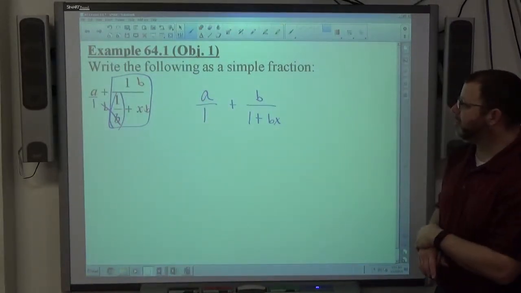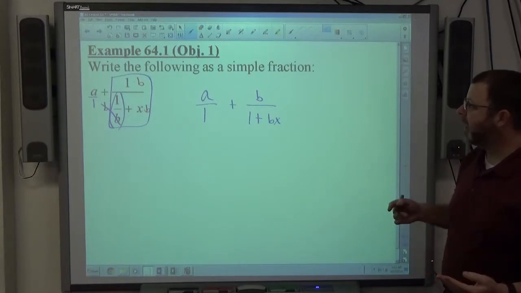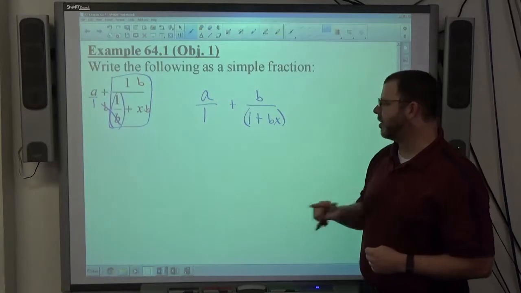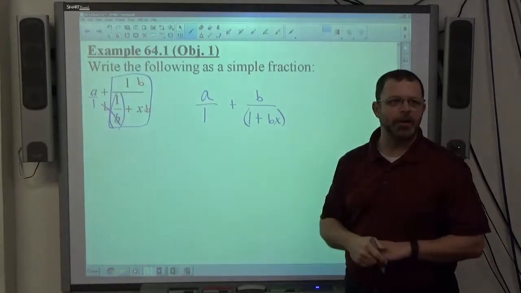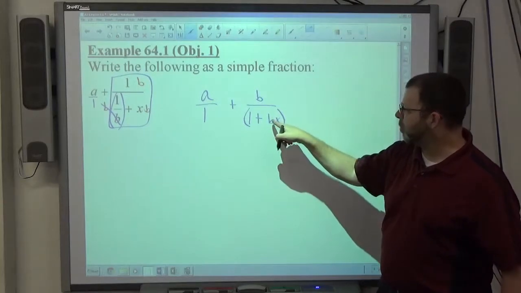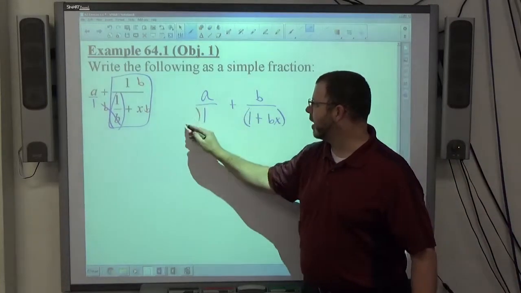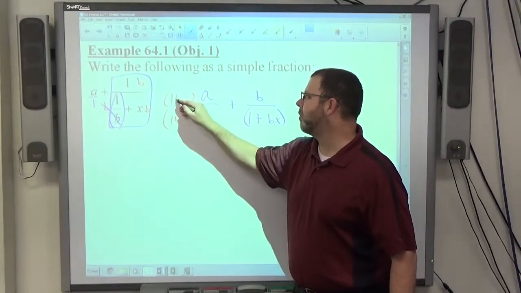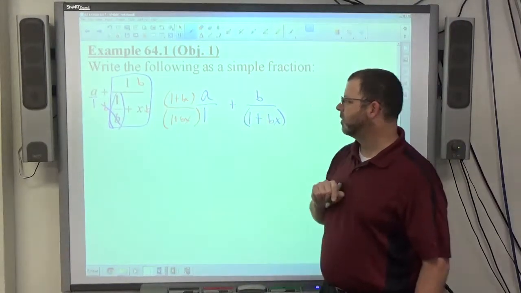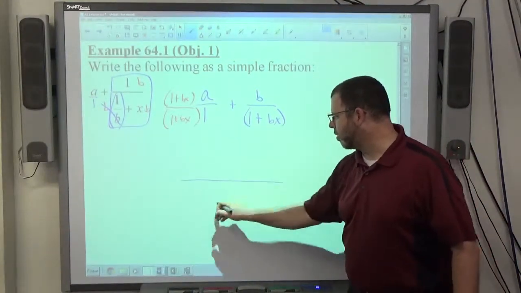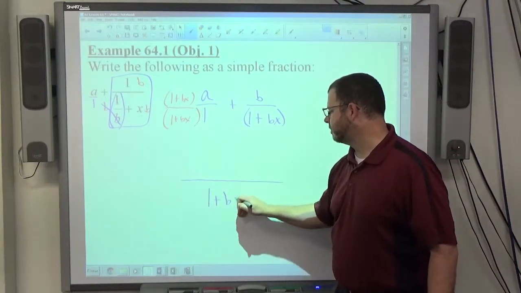Once we get our fraction simplified as much as possible, now it's just an addition of fractions problem. 1 plus bx is this denominator, 1 is that. 1 has no bearing on the least common denominator, but 1 plus bx does. So this has 1 plus bx, this is missing a 1 plus bx. So I need to multiply both the top and bottom by 1 plus bx. And that creates for me a common denominator of 1 plus bx for the bottom.